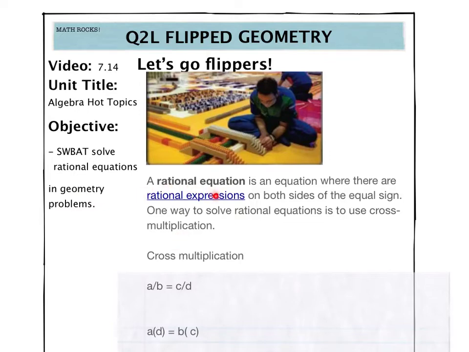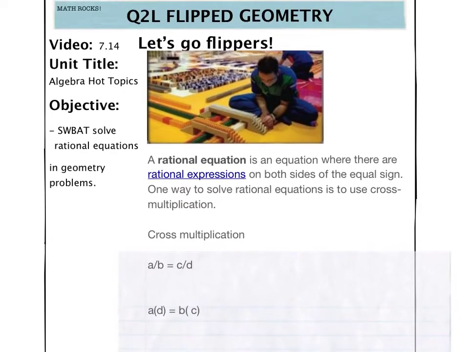A rational equation is an equation where there are rational expressions on both sides of the equal sign. One way to solve rational equations is to use cross multiplication. Yes, that is your favorite thing to do. A lot of you are like, oh, what can I do? I can cross multiply. So let's look at this problem here.